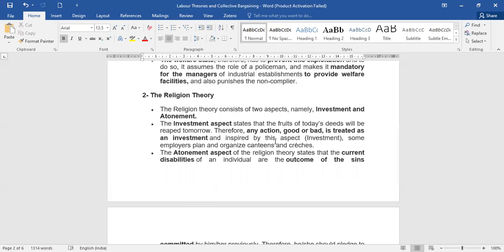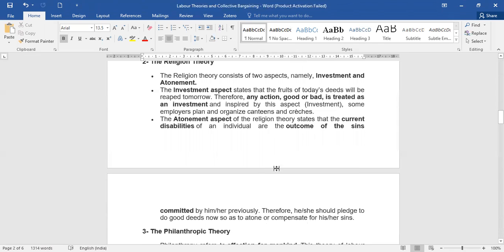Atonement means the disabilities of the individual, the outcome of the sins which were committed by him or her previously. So there should be a pledge that some good deeds will be done and will compensate for something wrong that has happened in the past. So this religion theory talks about the employer being good or bad to the employees. Irrespective of whatever type of behavior he shows, he will definitely get the result of that.